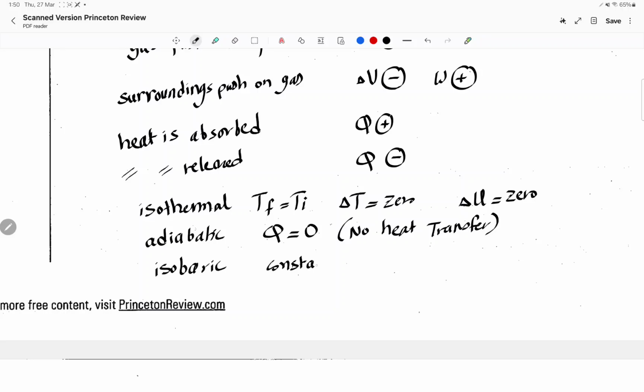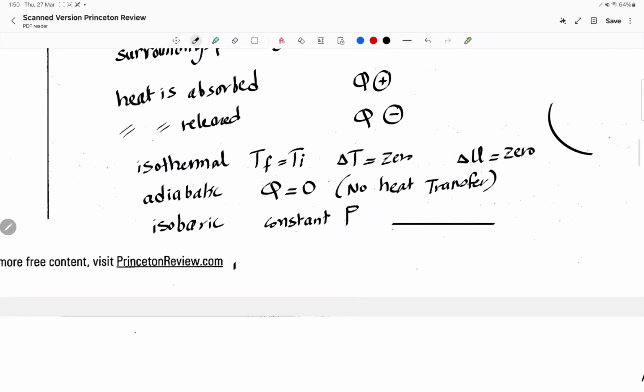That means that we have a constant pressure. Okay. And that means you're going to have a horizontal line. If it's isothermal, you will have a line that's going to be concave up. Okay. Like this.